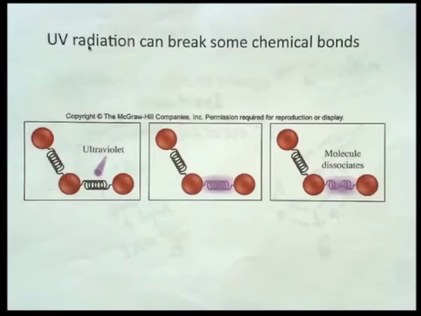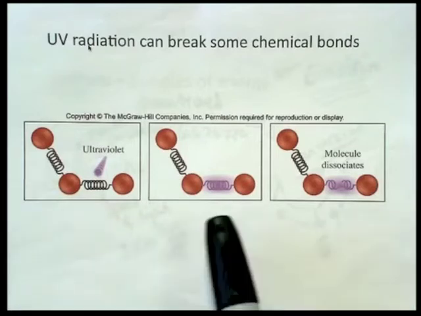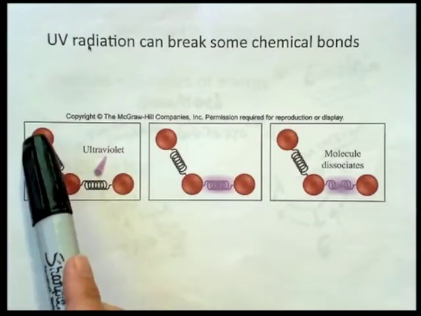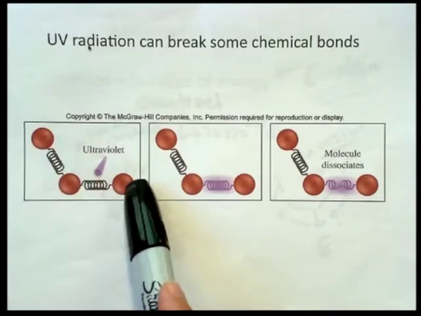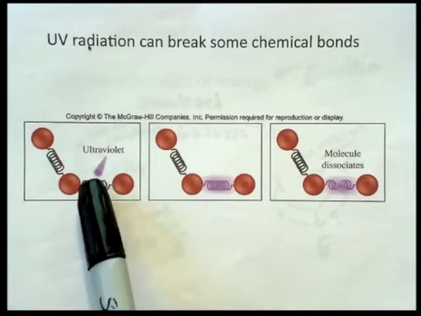So UV radiation can break some chemical bonds. What chemical bonds it can break depends on the strength of the bond. All right, but basically what happens, if you just look at this picture, this is a model of a molecule that has 3 atoms in it, and the bond between the atoms in the molecule is modeled with a spring.